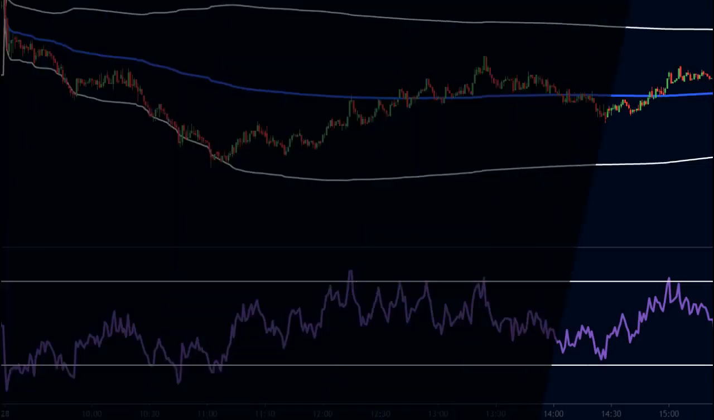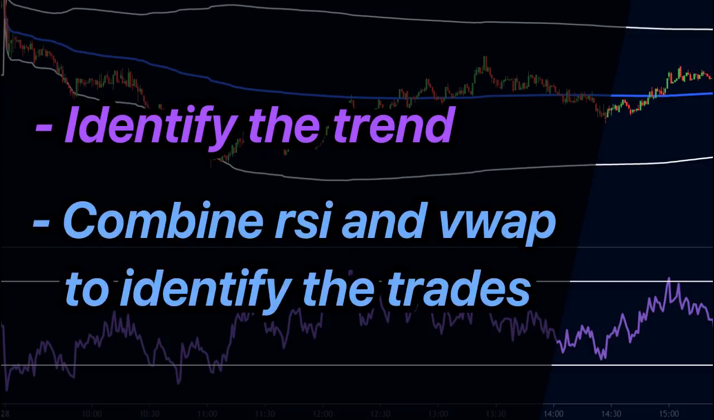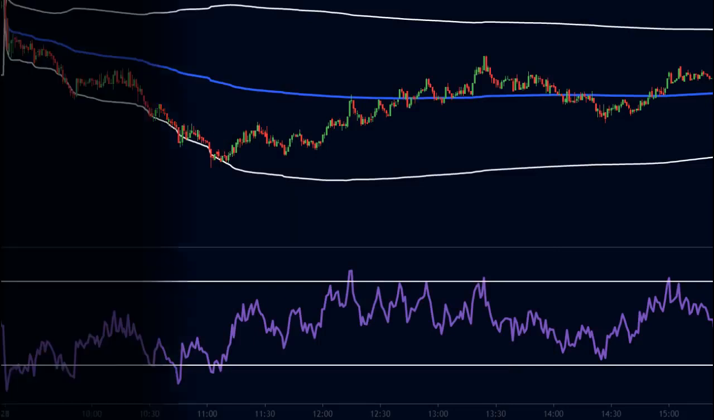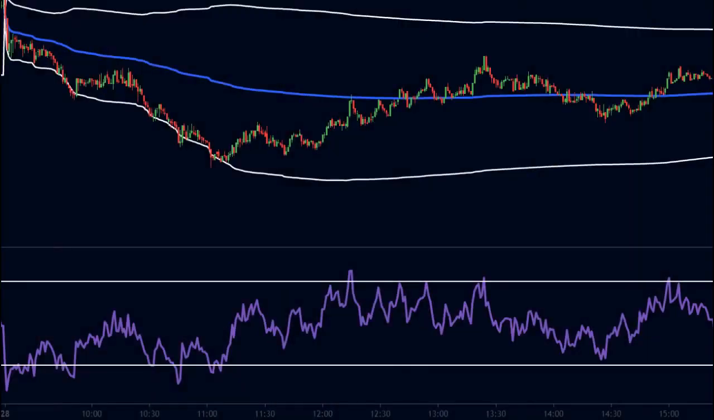In our strategy, we will first identify the trend of the market and then combine RSI and Vwap to identify our trades. Since the strategy is an intraday strategy, we will be using the 1-minute chart to trade this. Let us look at an example.